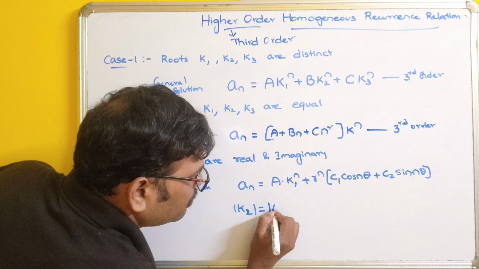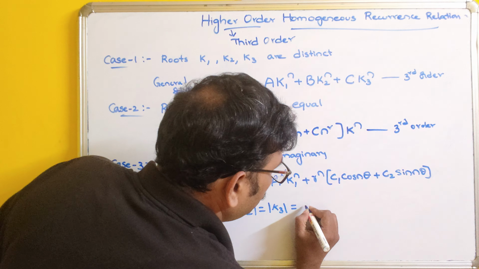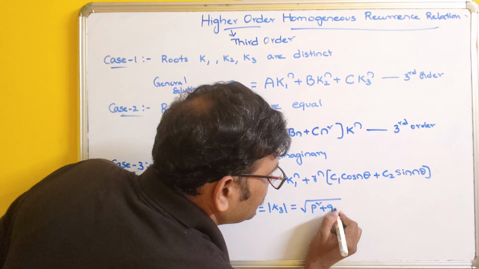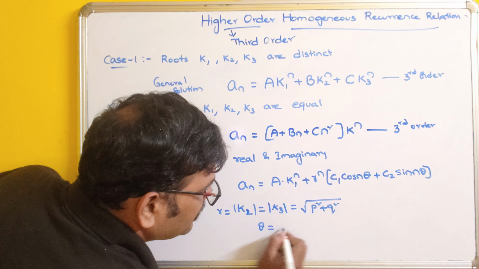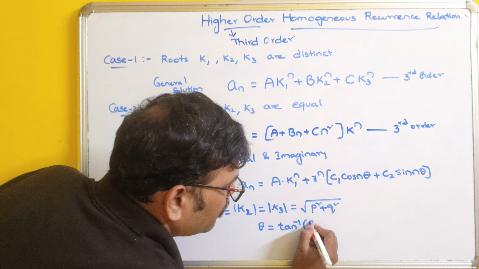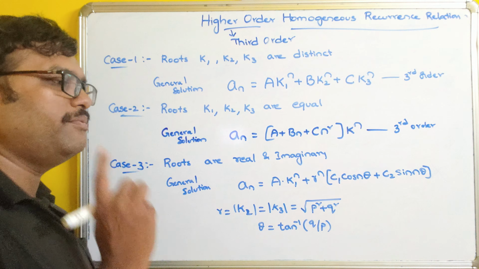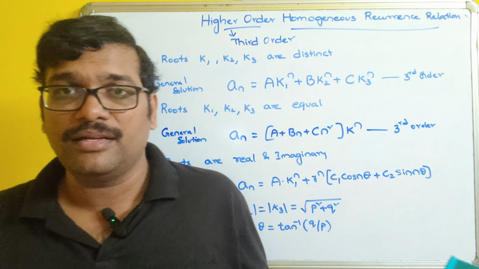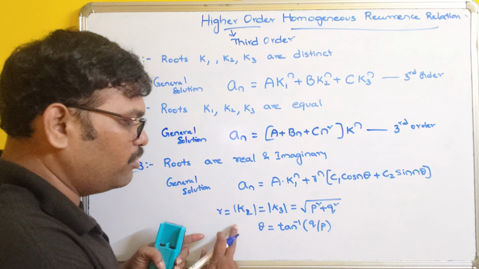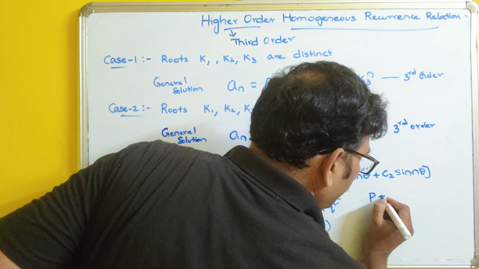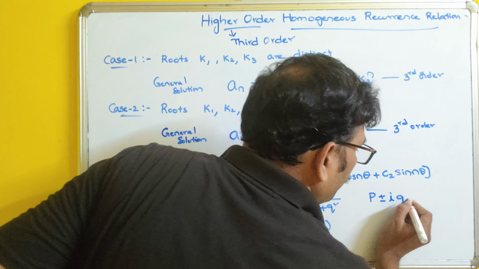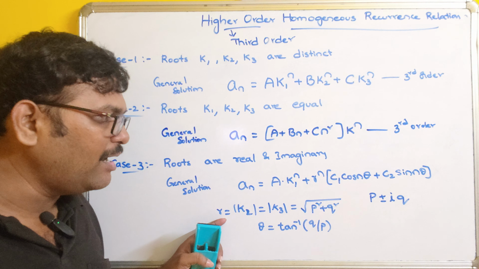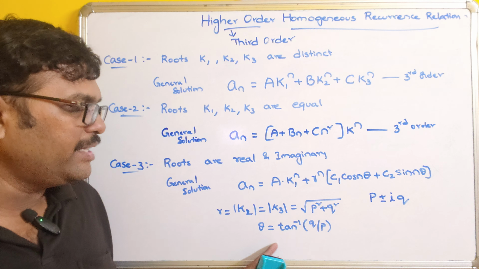Where k2 = k3 = r = √(p² + q²), and θ = tan⁻¹(q/p). So this is the formula. Here, we are getting one real root and two imaginary roots. Imaginary means p ± iq. Then p² + q² will become r.